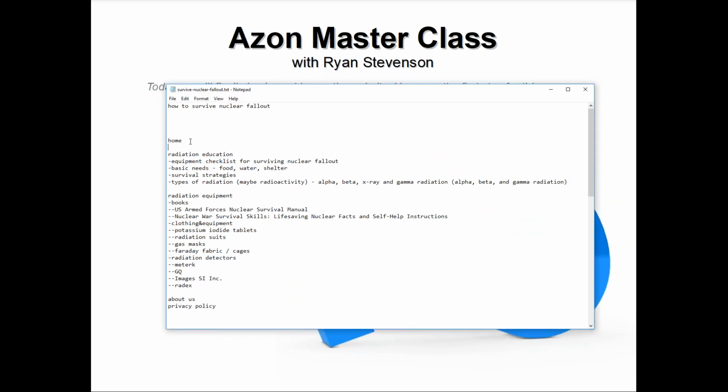So with that said, just looking at my list here, I have the home page of my site. Then I have the main primary pages of my site that I will want to make sure the home page is linking up to. That would be this radiation equipment and radiation education pages. So I have what I call category pages of this website. So that's a second type of page.